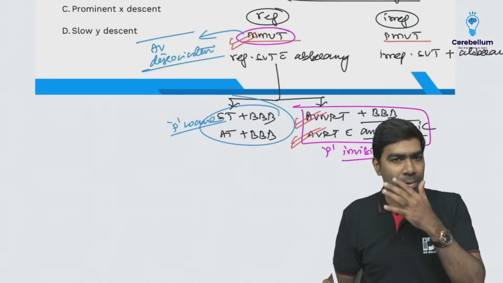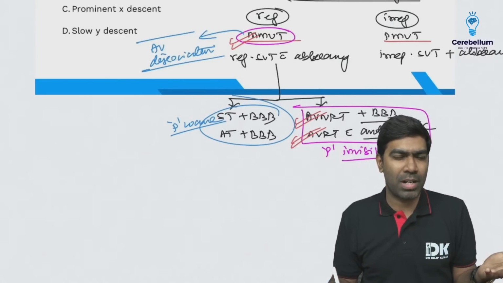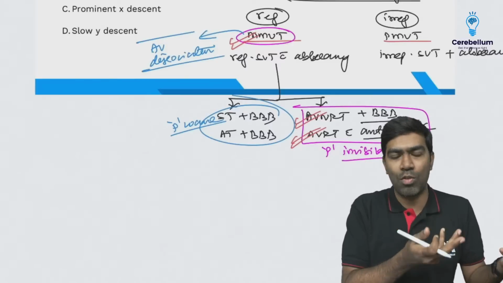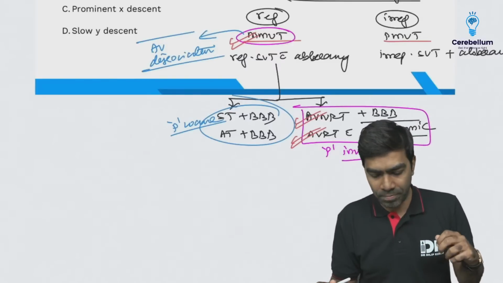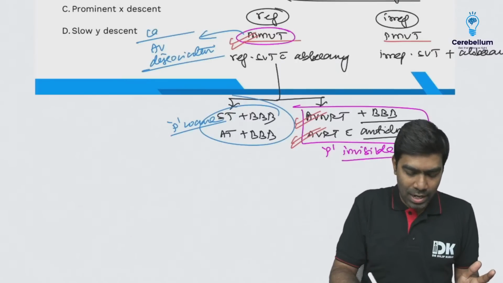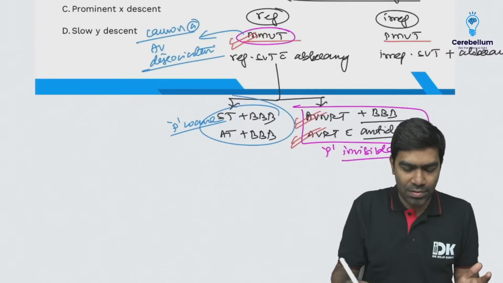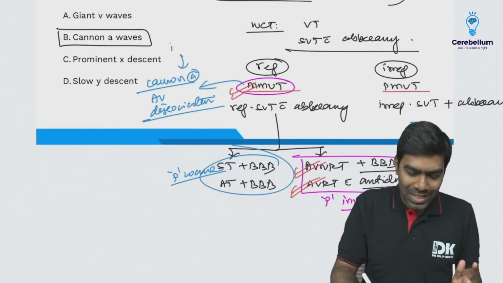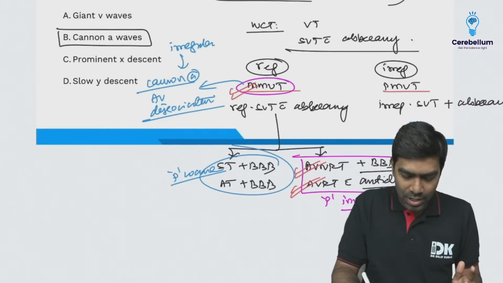What is aberrancy? Aberrancy means it could be either a conduction aberrancy, a bundle branch block, or it could be a bypass tract like Wolff-Parkinson-White. That is what we call aberrancy. So in AV dissociation, you will see Cannon A waves. Definitely, Cannon A waves are a very characteristic feature of AV dissociation. And what type of Cannon A waves? You are going to see irregular Cannon A waves.